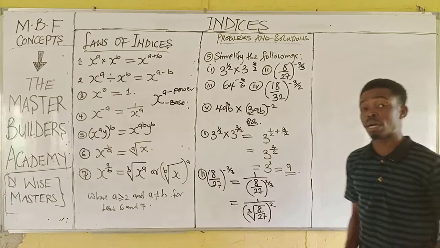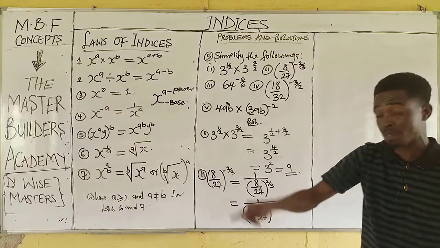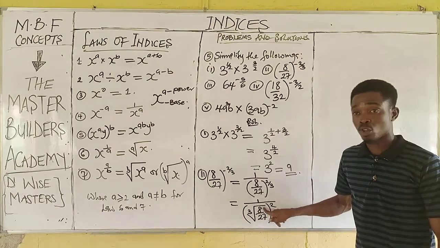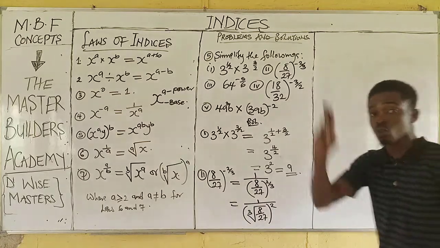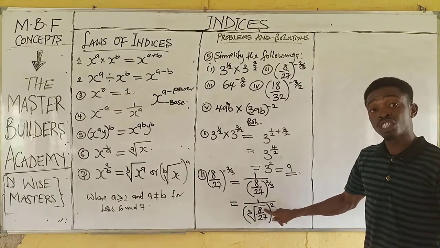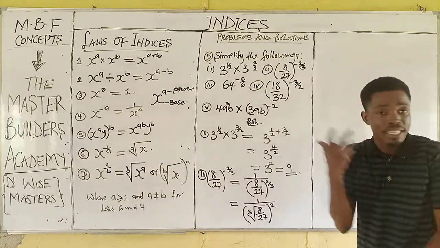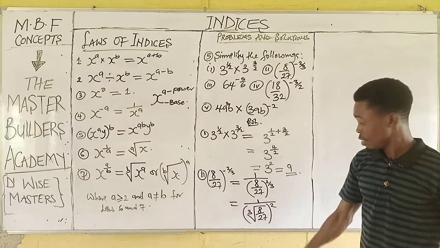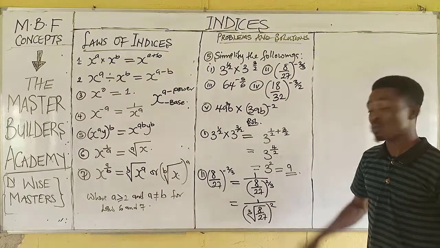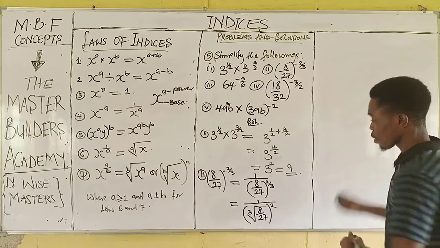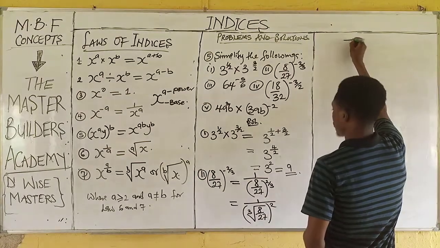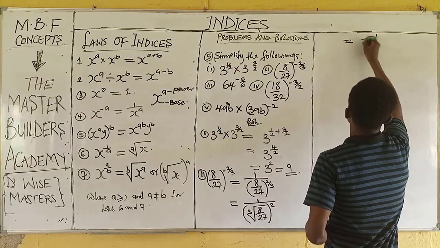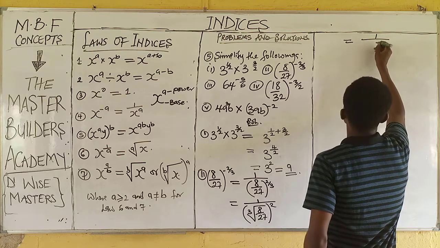And cube root of any number means a number that will multiply itself 3 times to give you the required number. So we are looking for a number that will multiply itself 3 times to give us 8, which is 2, and another number that will multiply itself 3 times to give us 27. So the second is 3. So this would give us 1 all over 2 over 3.